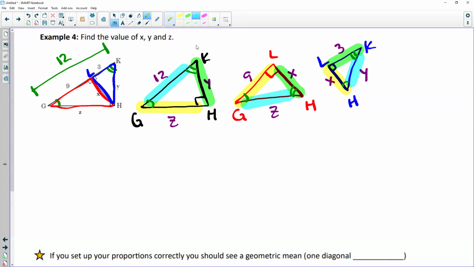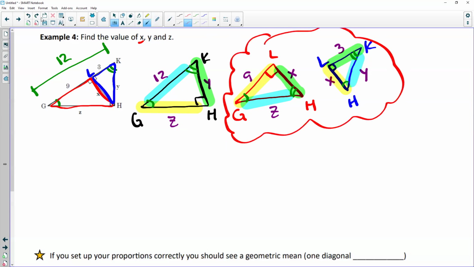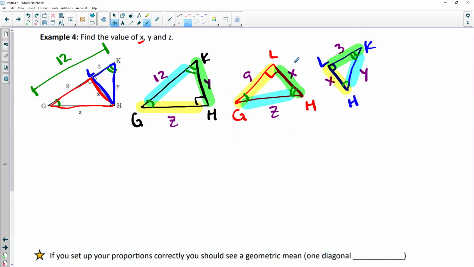Now we need to go ahead and get started with finding X, Y, and Z. So this looks really overwhelming to start with. I would recommend, just pick a variable. Pick X, Y, or Z to start with. I'm just going to go in order. I'm going to start with X. If I want to find X, I'm going to look for what triangles have X. If I look at this triangle here, I don't see the variable X in here, so that's not going to work. So that tells me that I'm probably working with these two triangles.